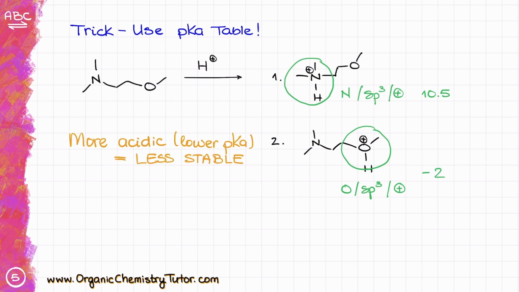Of course, you won't be able to use that trick for every single type of Lewis acid-base reaction that you are going to see out there, but it can come very useful in many cases. So whenever you have species that resemble something that you have in your pKa table, once you protonate it, you can definitely use the pKa values as your proxy for what is more stable and what is less stable.